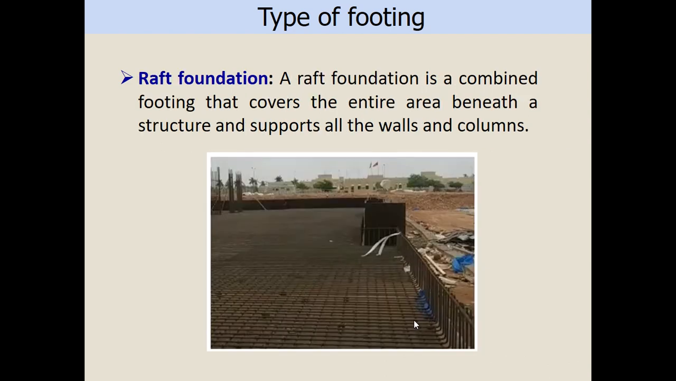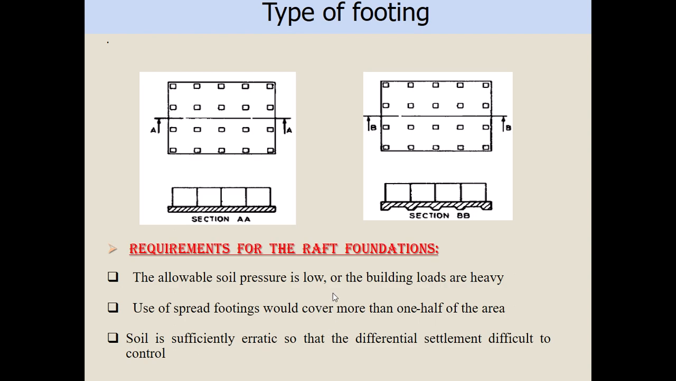And this is the raft foundation. A raft foundation is a combined footing that covers the entire area beneath the structure and supports all the walls and columns. So this type of footing supports all the load from the columns and from the walls. This is the example of the raft foundation.